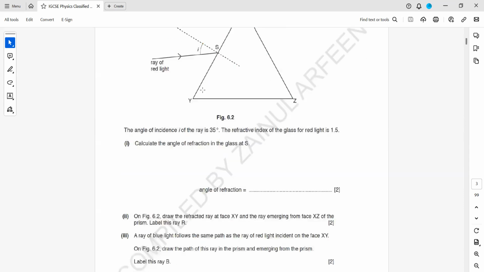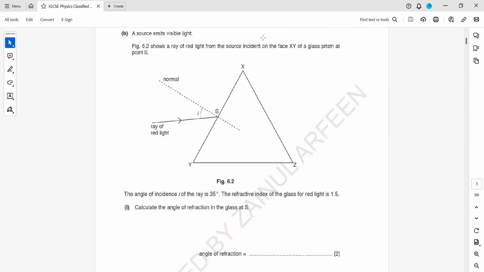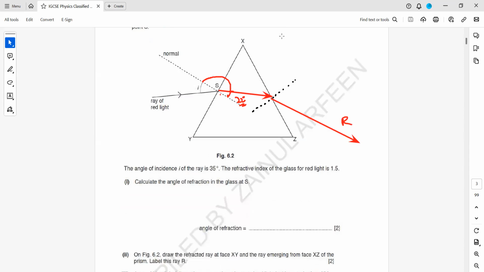Then we have a ray of blue light that follows the same path, so we have to label that as B. If this was red, how will the blue light bend, more or less? Blue has a higher frequency than red. The one which has a higher frequency will have a greater change in speed, so it will bend more. So if I want to sketch the path for blue light, blue will bend more, with greater refraction, and we label that as B. So higher frequency of light means greater refraction, or greater bending, or greater change in the speed.